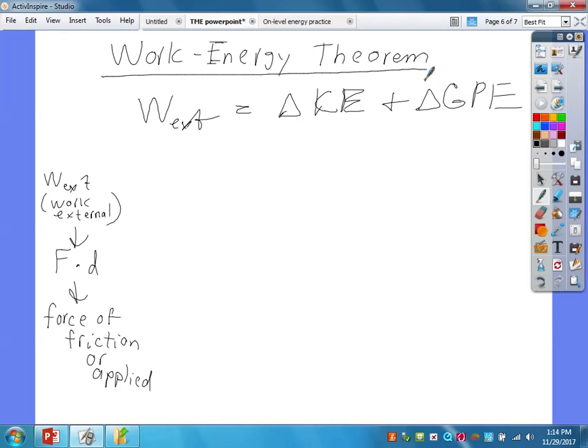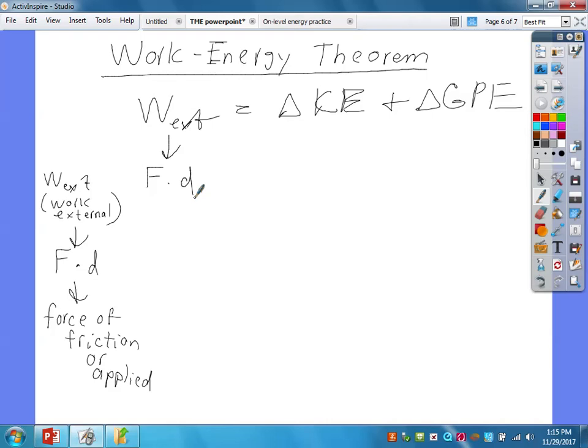Okay? The formula is called work external. W external will equal a change in kinetic energy plus a change in gravitational potential energy. Now, just because it says both doesn't mean both change. We're just saying work can cause a change in both, a change in one, or a change in the other. It just depends on the situation. This work external is equal to force times distance, like we're used to. That is work.